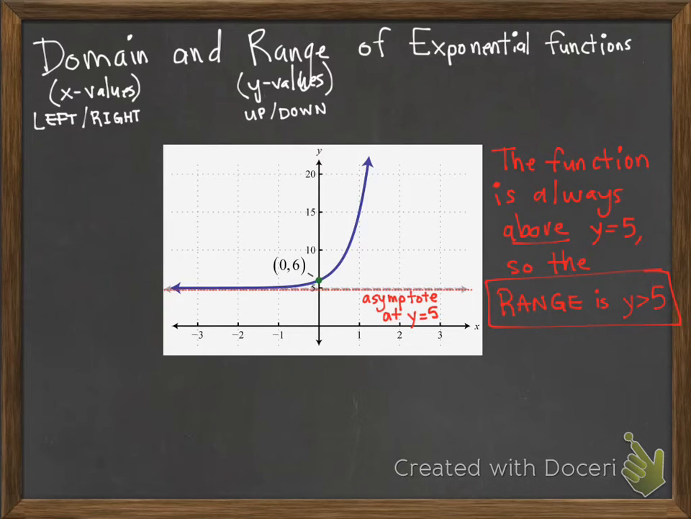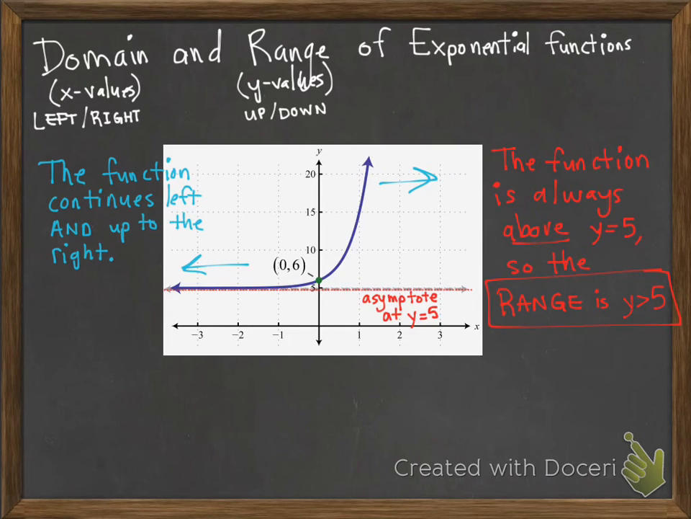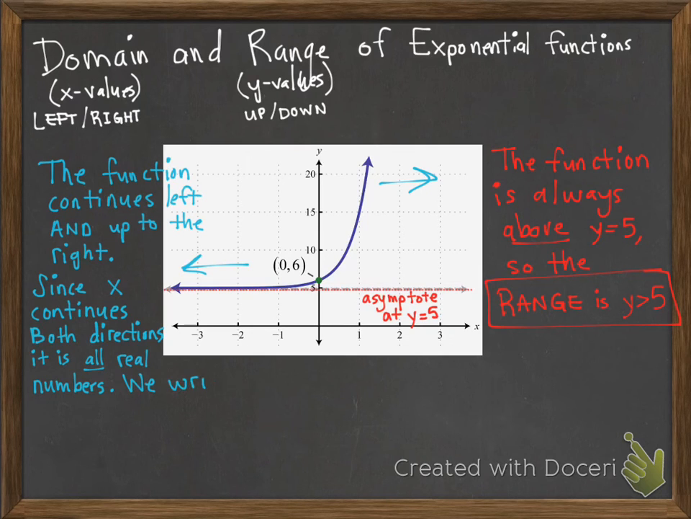Remember, for range, we're going to look at how far up or down the function goes. Domain is how far left or right the function goes. If we look at the function, it continues to the left, it also continues up and to the right. Since it continues in both directions, that means that the domain includes all of our real numbers. We would write that by saying that the domain is all reals.